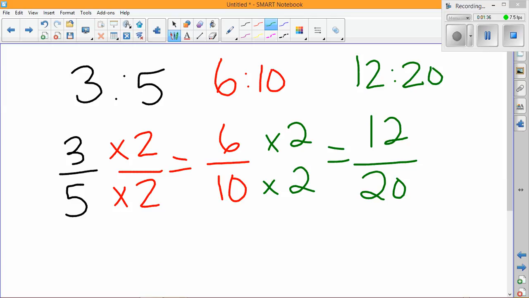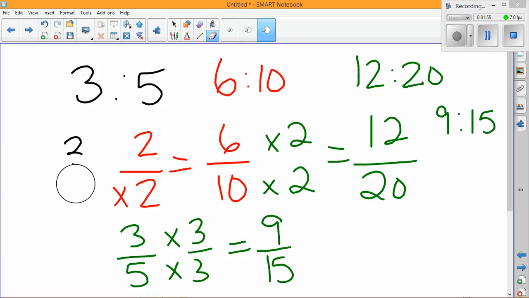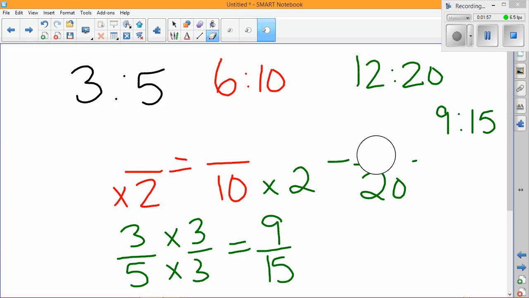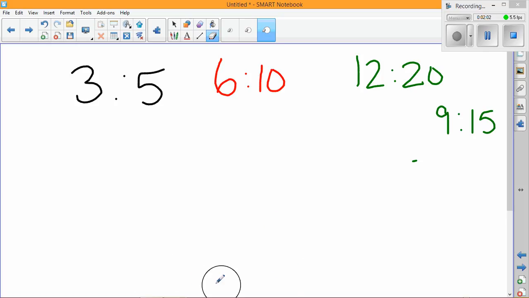And then I've just gotten a new ratio, 12 to 20. I can also just take 3 over 5 and multiply it by 3 over 3, and I would get 9 to 15. So there's another equivalent ratio. And we discovered that if we compute the value of a ratio, and the value of the ratio is the same, then we can determine that the ratios are equivalent.